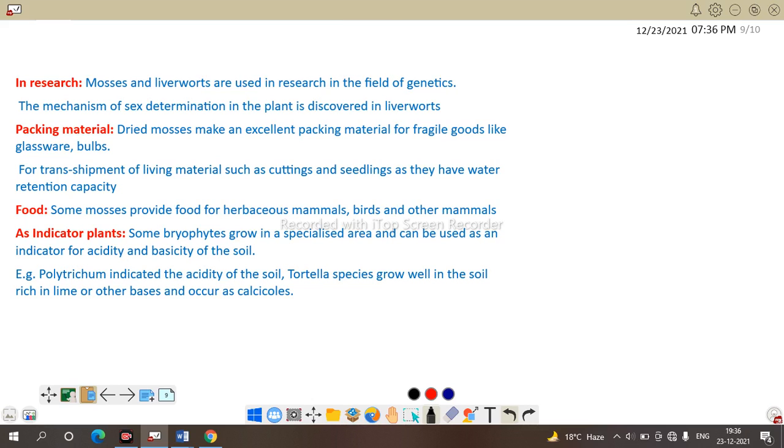Some bryophytes grow in specialized areas and can be used as an indicator for acidity and basicity of soil. For example, Polytrichum indicates the acidity of soil. Tortula grows in basic soil. Some mosses are also called peat moss, used in peat formation. So these are some importance of bryophytes.